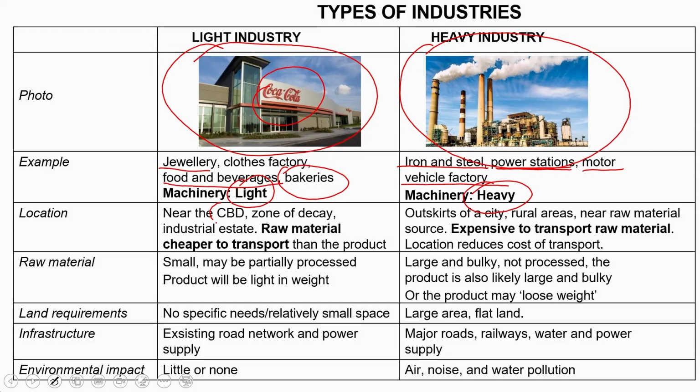The location, okay? Usually light industries are located near the CBD. I would like you to be bold enough, my dear learner, to say in the CBD. Let's just say near the CBD, as close as possible to the CBD. Hence, we are going to say you also find them in the zone of decay, okay? Immediately after the CBD, that's where you find them the most, okay?